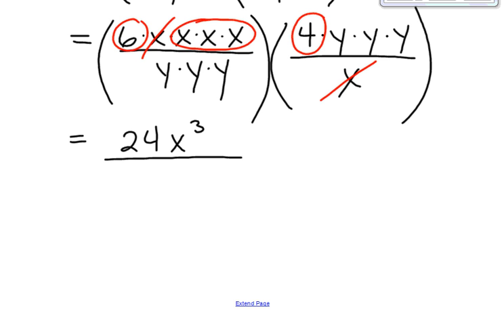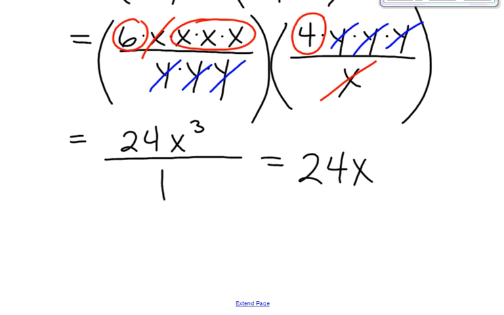I've got 3 y's in the denominator, 3 y's in the numerator, so they actually are going to all cross out, leaving me with no y's. So look at the bottom, I have nothing left. That doesn't mean it's 0. That means in the bottom I just have 1. So then my answer is 24x cubed.